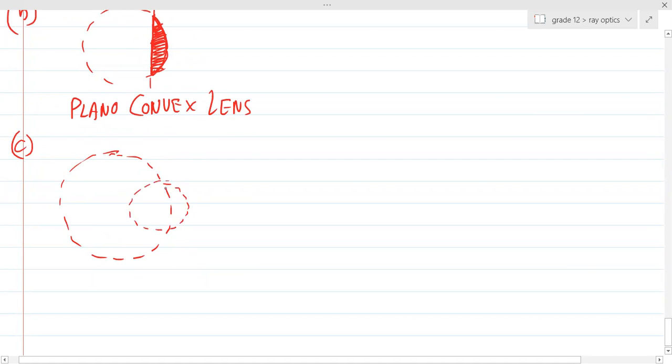Like this. So can you see? This is another type. This is called a concavo-convex lens.